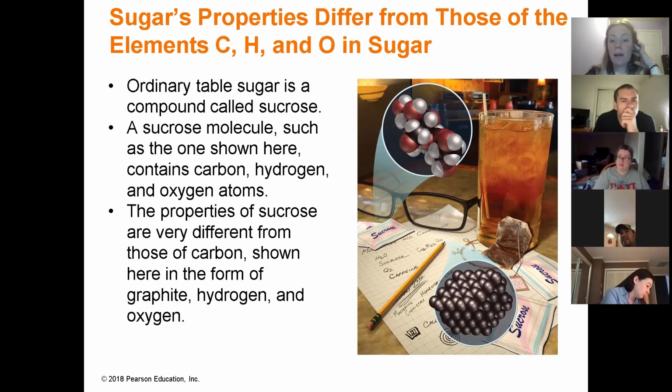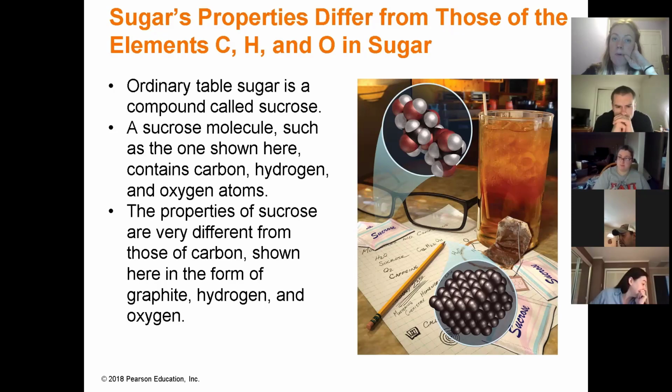Right? When they come together in this very specific combination, sucrose now has this new set of properties that is sweet, and that our body can break down into fuel. The properties of sucrose are very different from the properties of the elements they contain.